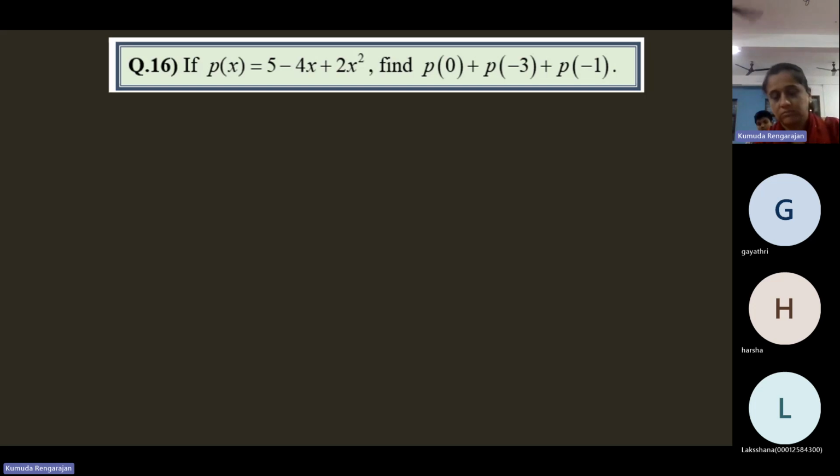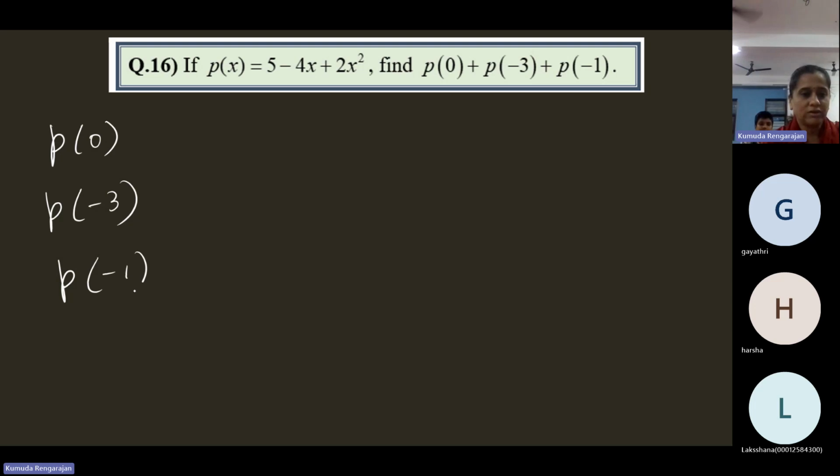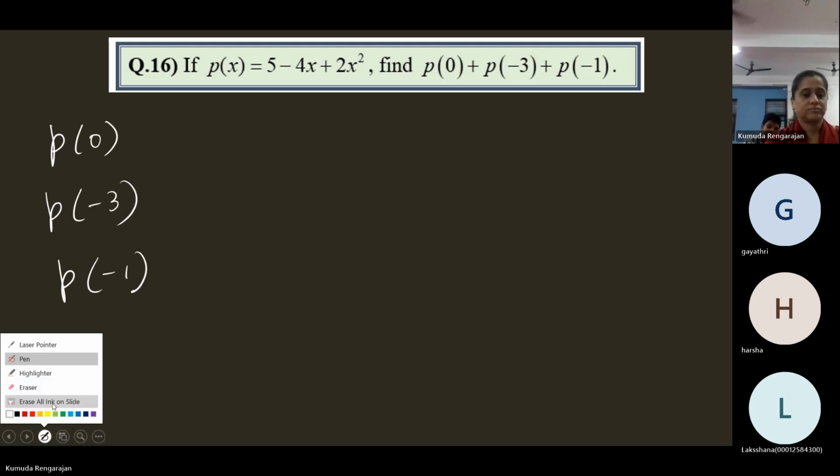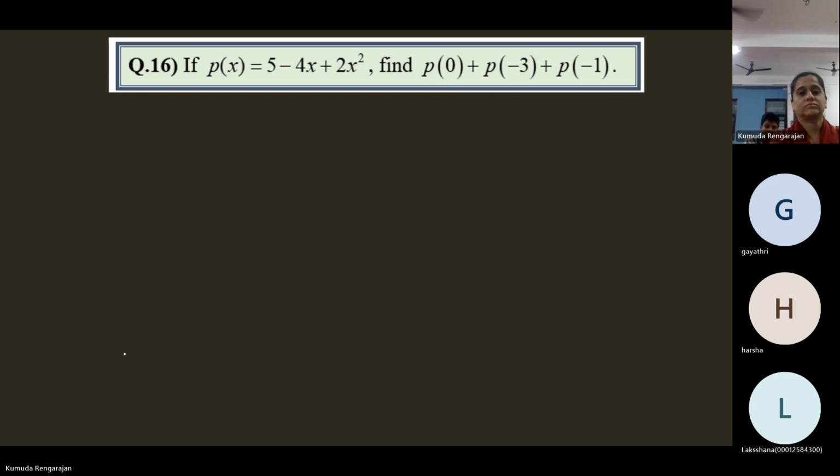Yeah. This is also a simple question. You can try this by yourself. Find P of 0 plus P of minus 3 plus P of minus 1. So what you can do is find P of 0, find P of minus 3 and P of minus 1, and then add the three answers. Find them separately and then find P of 0 plus P of minus 3 plus P of minus 1.